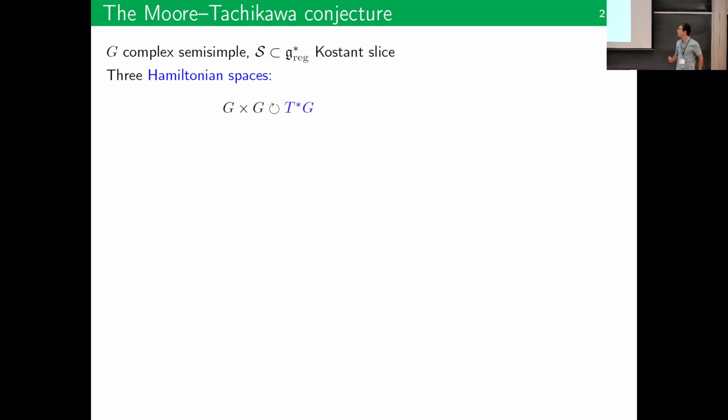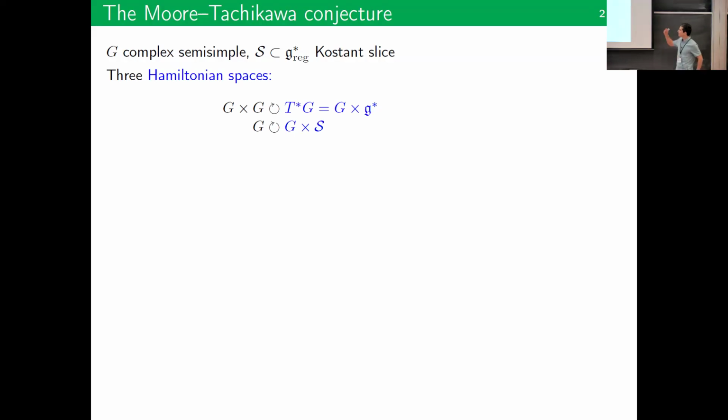As you know, if you take the cotangent bundle of a Lie group, this is a symplectic manifold. The canonical symplectic form gives the symplectic structure. And it has 2 actions by G, by left and right translations, which are Hamiltonian. So there's a moment map. This is the first one.